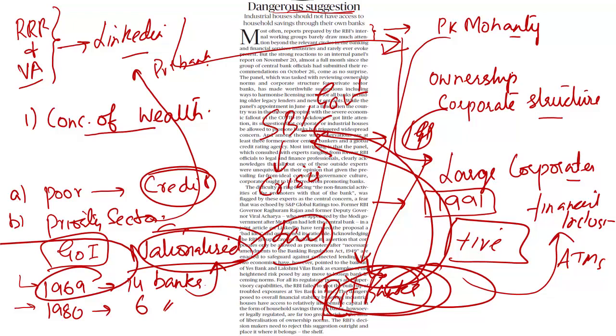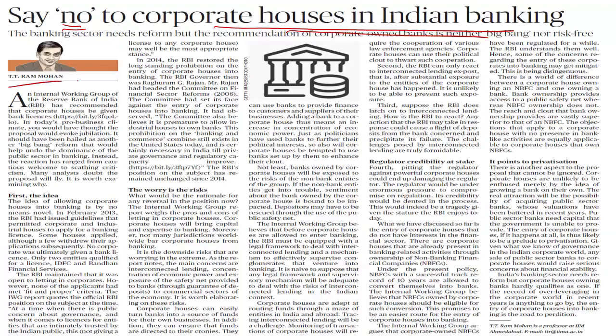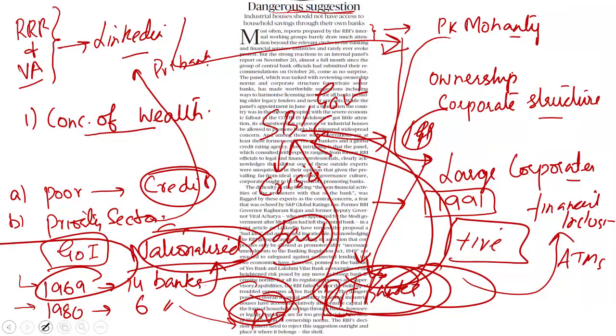So it will be basically the reverse of 1969. 1969 nationalization took place, and now in 2030 privatization can take place when these private banks will swallow the government banks. That's what Mr. T.T. Ram Mohan mentions. There is another aspect to this proposal that cannot be ignored. Corporate houses are unlikely to be enthused merely by the idea of growing a bank on their own. The real attraction will be the possibility of acquiring public sector banks whose valuations have been battered in recent years. And this is going to affect financial stability as well. That is what you need to understand from this column and this editorial.